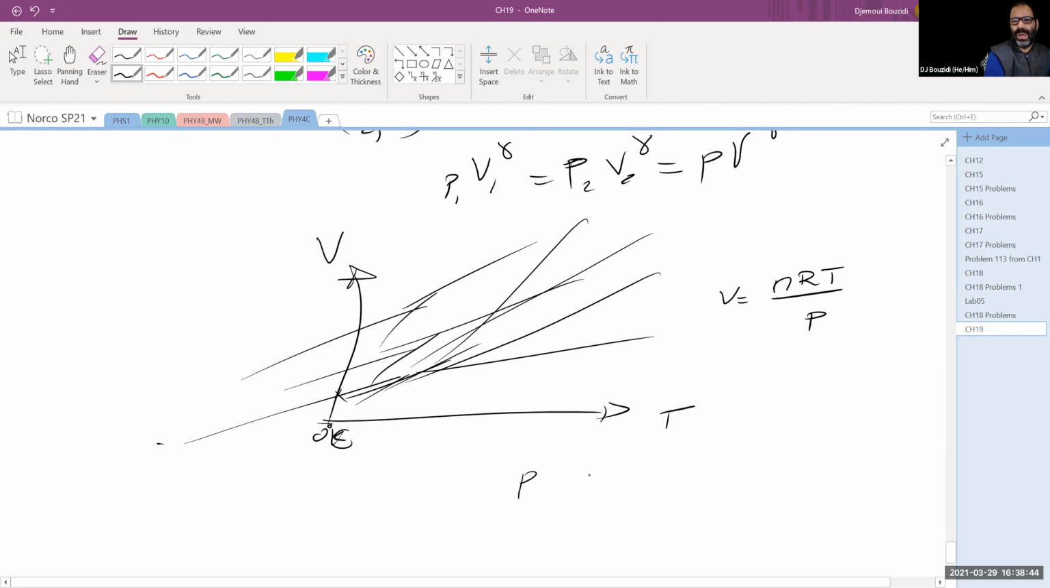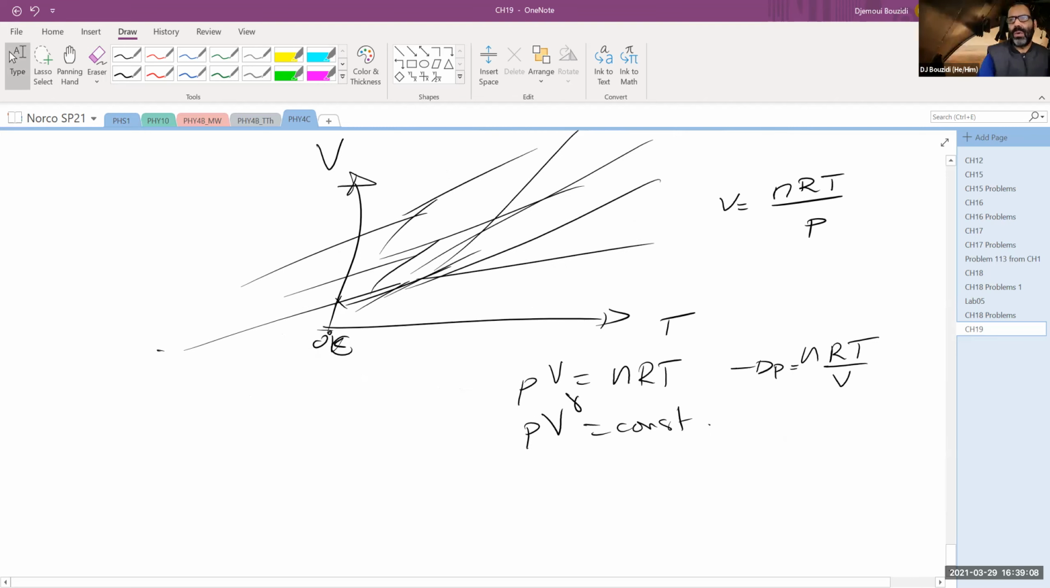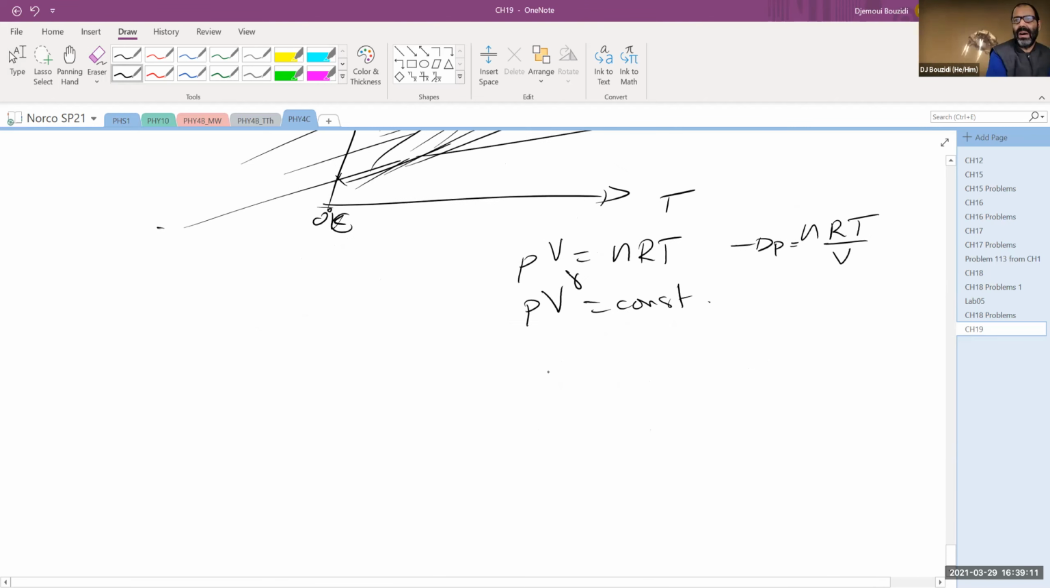So we know that PV is equal to nRT, and we know that PV to the power gamma is a constant. So all I have to do now is express P in terms of T. And P in terms of T is just equal to nRT over V. So all I have to do is take this expression and plug it into the equation. So what I will end up with is nR times T times V to the power gamma divided by V is equal to a constant.